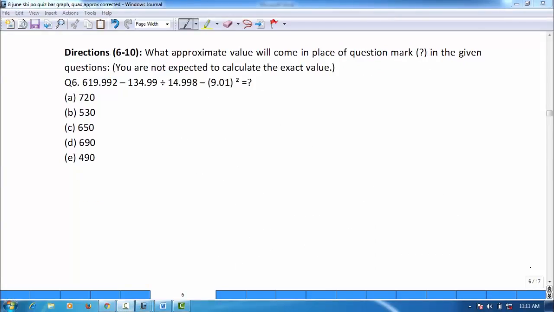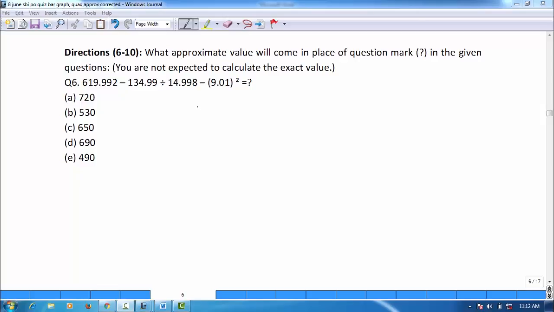Now the next part is based on approximation. So the directions are: what approximate value will come in place of question mark in the given questions? You're not expected to calculate the exact value. Question number 6. 619.992 minus (134.99 divided by 14.998 minus 9.01) to the whole square is equal to question mark.